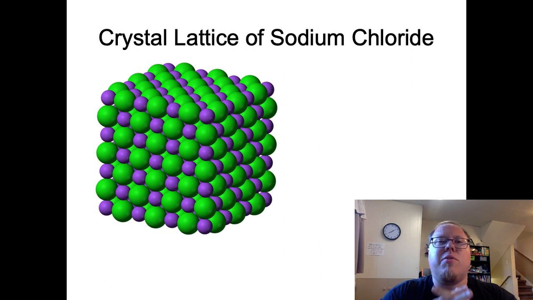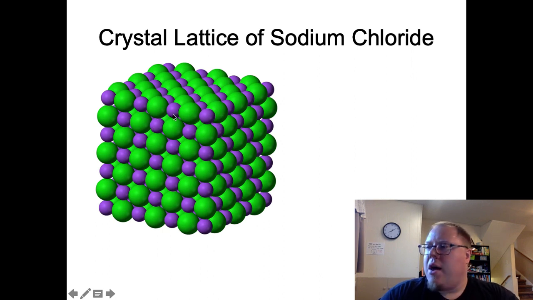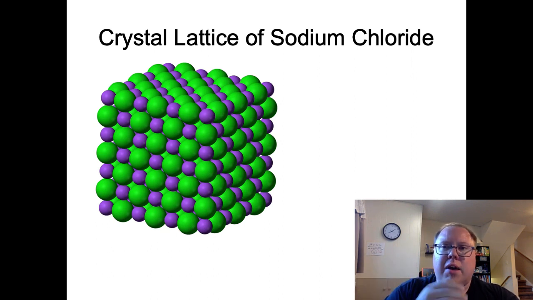Okay, this is actually what sodium chloride looks like. Because the positive and negatives attract each other, this positive here, the smaller one, attracts a bunch of negatives that stick to it, and then each negative attracts a bunch of positives that stick to it. So the positives are all surrounded by negatives, and the negatives are all surrounded by positives, and so you get this repeating pattern of positive, negative, positive, negative, positive, negative.